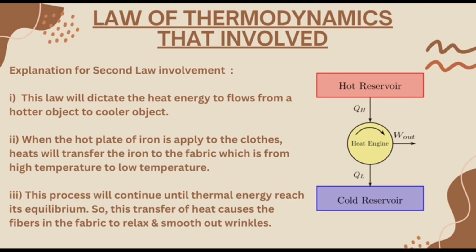Next, the second law involvement. This law dictates that heat energy flows from a hotter object to a colder object. When the hot plate of the iron is applied to the clothes, heat will transfer from the iron to the fabric, which is from high temperature to low temperature. This process will continue until thermal energy reaches its equilibrium. So, this transfer of heat causes the fibers in the fabric to relax and smooth out wrinkles.